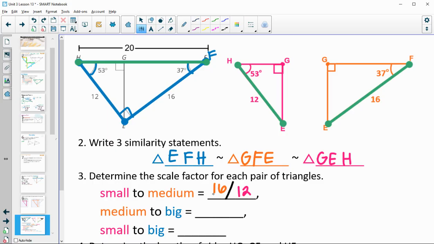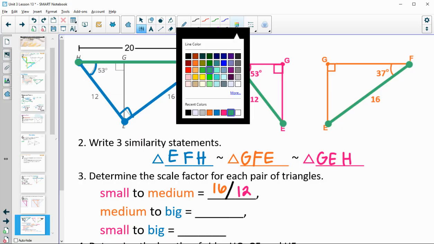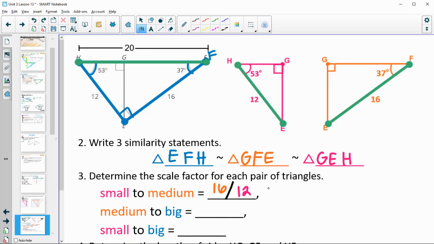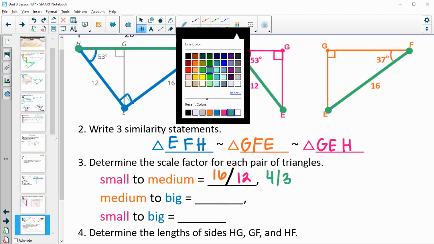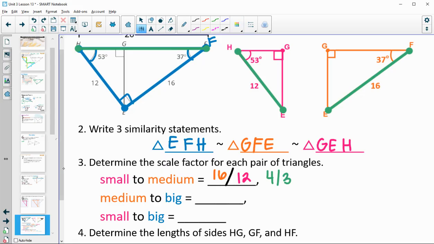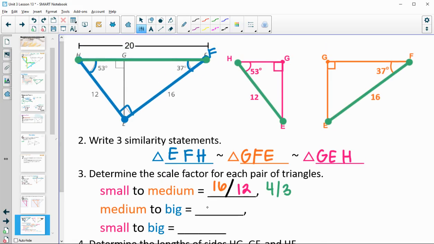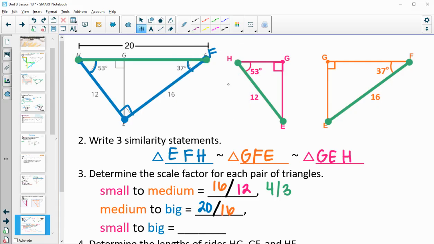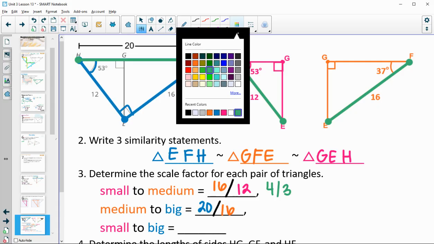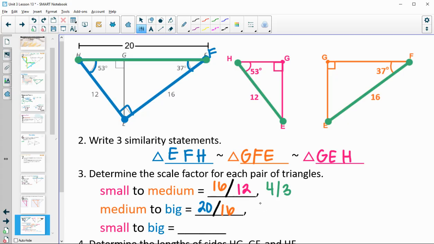So the scale factor here would be 16 over 12. And we could certainly simplify this because both of these divide by 4. So divide by 4 and you'd get a scale factor of 4/3. That would take the small to the medium. Then medium to big. So the length in the big triangle, because we want the second one first, is 20. So the hypotenuse in that one divided by the hypotenuse in the orange. So 20 to 16. And then simplifying that, both divide by 4. So that would be 5 to 4.